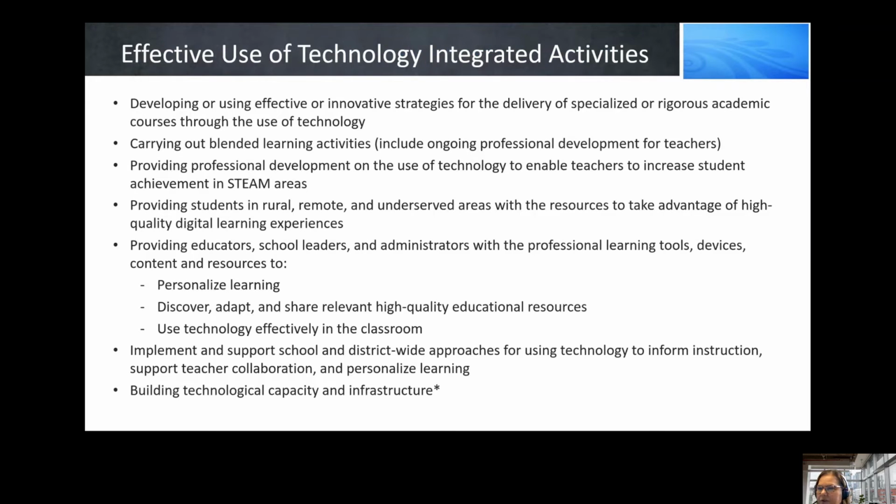And last, effective use of technology integrated activities. Again, these will be available in a drop-down menu from a list provided to you. It's not an exhaustive list, but an overall range of practices and ideas. Please select the one that best aligns or has that big umbrella for your activity. The justification description should be brief but specific enough to allow us to determine allowability.